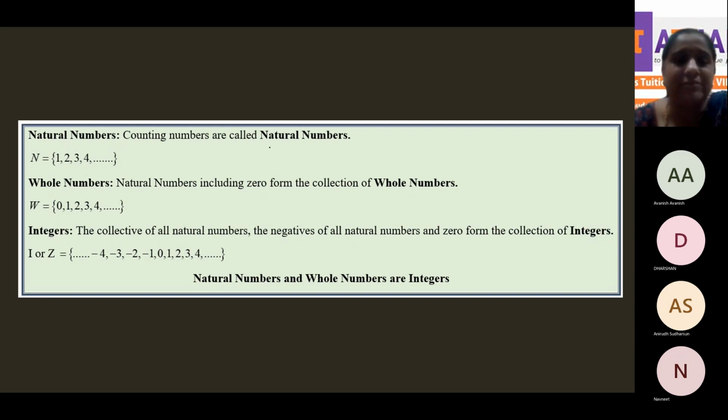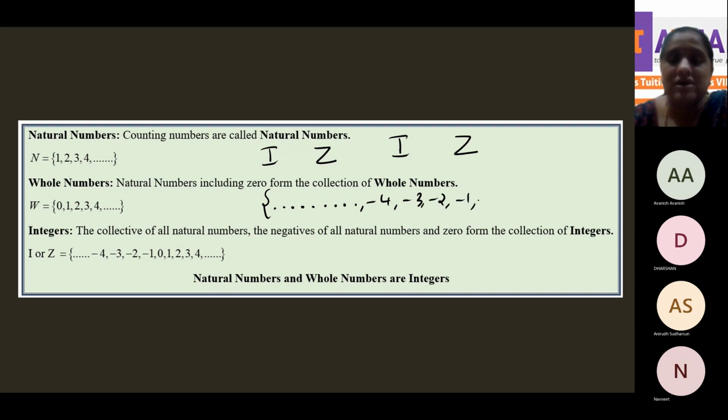Integers are represented by the capital letter I or Z. And how do you represent the collection? See here, because you do not know the smallest integer. It begins from nowhere. We don't know the smallest integer. And then -4, -3, -2, -1, 0, 1, 2, 3, 4. And again, it goes on like this. So you cannot identify the smallest integer, nor can you identify the largest integer.